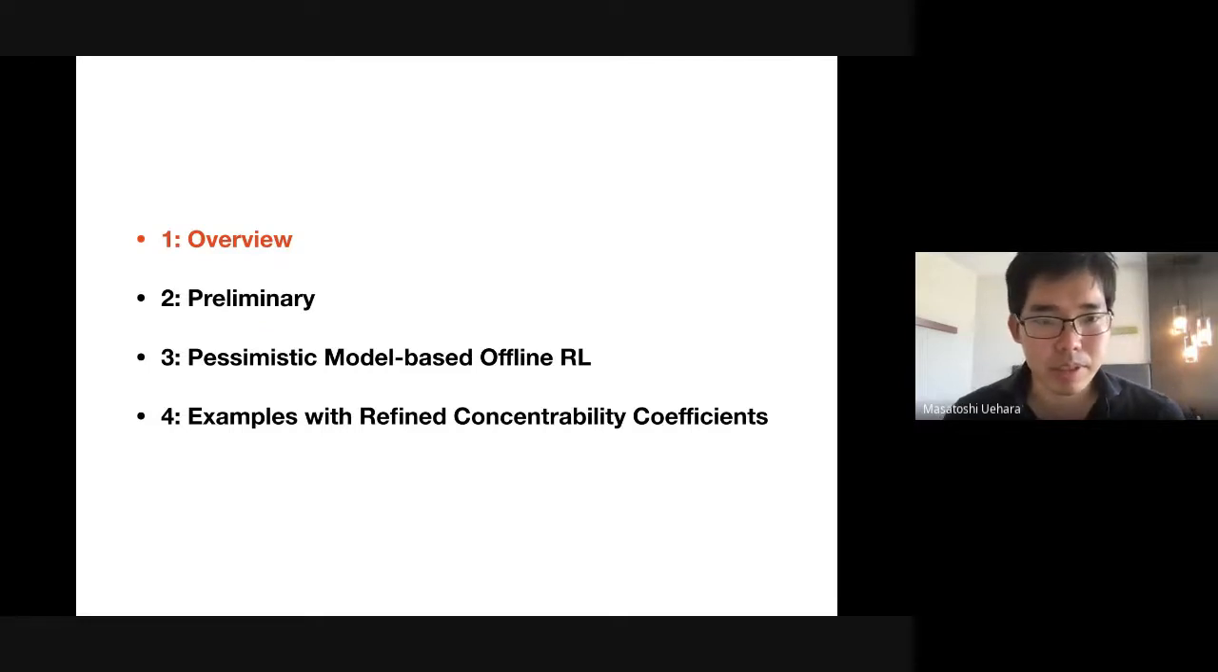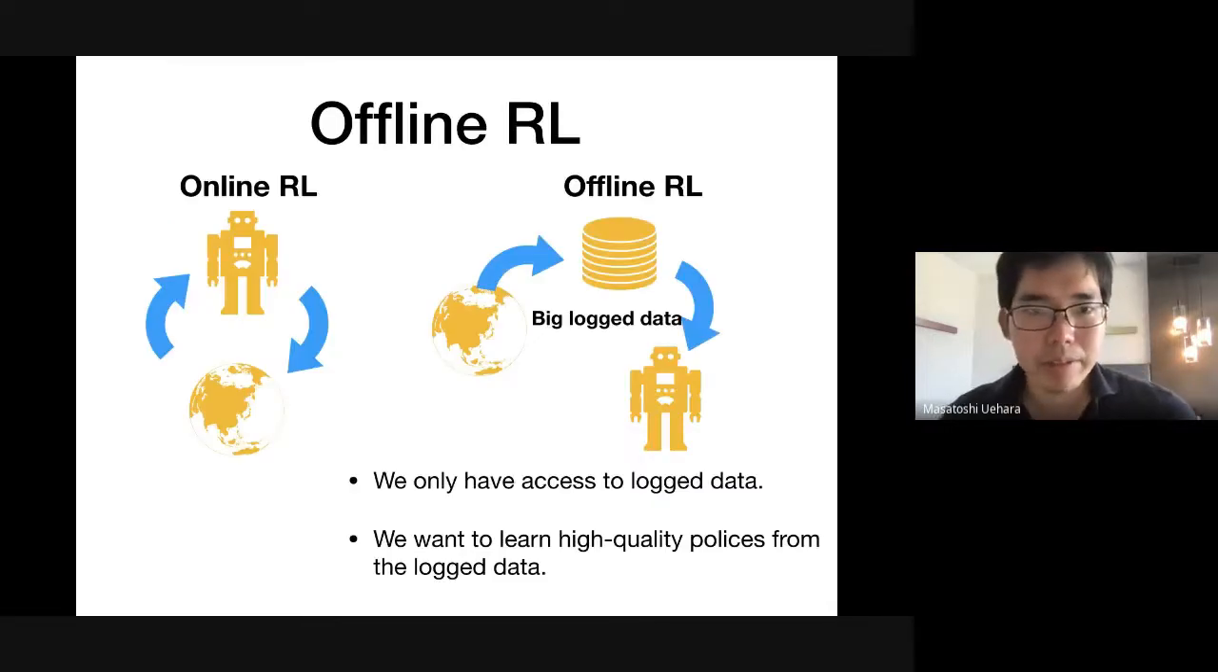First, let me give you the overview of our work. Our setting is offline RL. Offline RL is often used in social science or medical science, compared to online RL, which is the more standard setting in RL. In online RL, the agents, here robots, can interact with the environment sequentially. But in offline RL, the agents, the robots in this figure, can only have access to the logged data. The world generates logged data, and the agents can only use that data. After that, agents cannot interact with the environment.